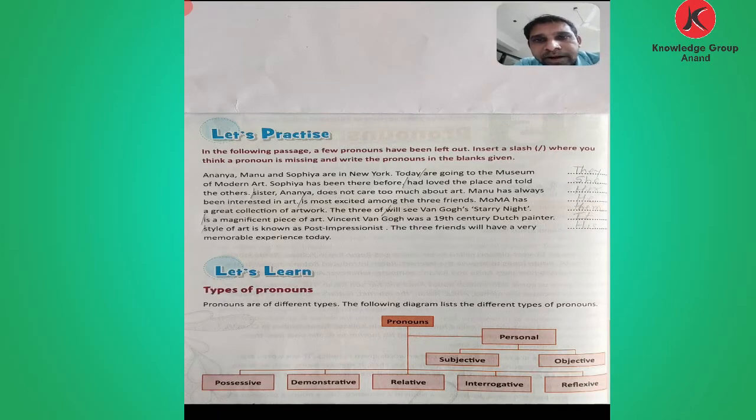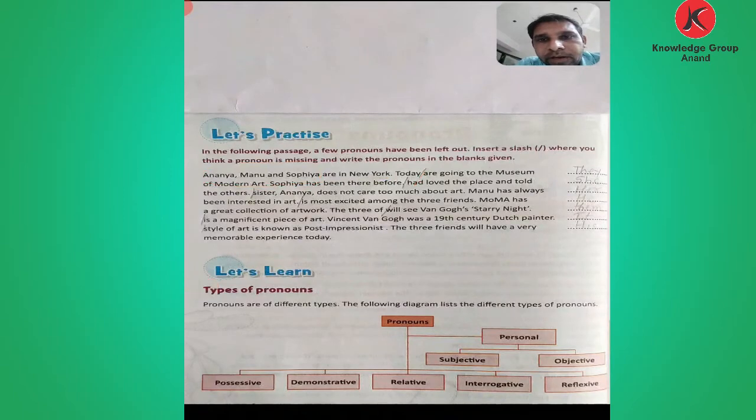So see, Ananya, Manu and Sophia are in New York. These three, talk about these three. Ananya, Manu and Sophia are in New York. Okay, the first sentence is completed. Now the second sentence. See, today, here I put a slash, are going to the Museum of Modern Art.